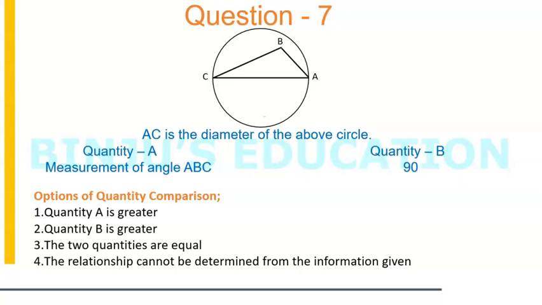Alright, let's see what we can do with this one. Now again, it's given to us that AC is the diameter of the above circle. That's it. And we have a triangle ABC where this point B lies inside the circle. Measurement of angle ABC, and we have 90 degrees on the other side.